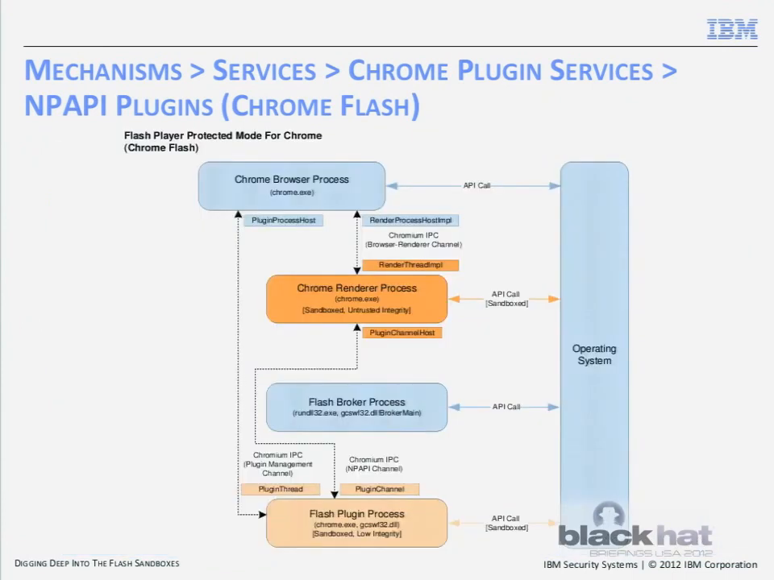To visualize, the Chrome browser process exposes services which are called by the Flash plugin process for sending status updates and notification to the Chrome browser process, while the Chrome renderer process exposes support services for NP API calls via this Chromium IPC channel. For privileged NP API calls, the Chrome renderer uses another set of services exposed by the Chrome browser via this Chromium IPC connection.